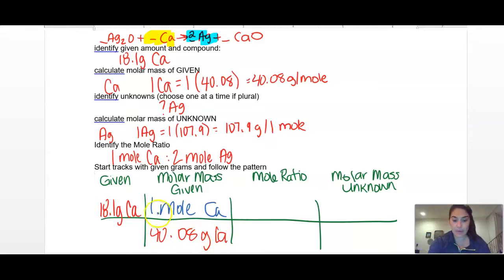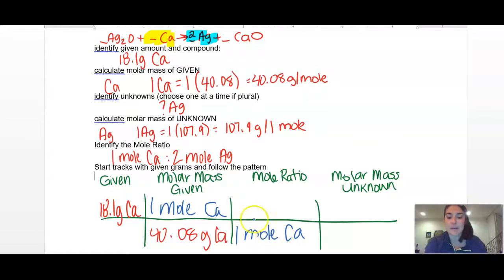40.008 grams of calcium per 1 mole of calcium. There it is. Okay, that got us to moles. So our next step is using that mole ratio. Right here, we said that 1 mole of calcium, it's just a coincidence that this happens to be 1 also. That was because the coefficient in the balanced equation was 1. There's not always going to be a 1 down there, okay?